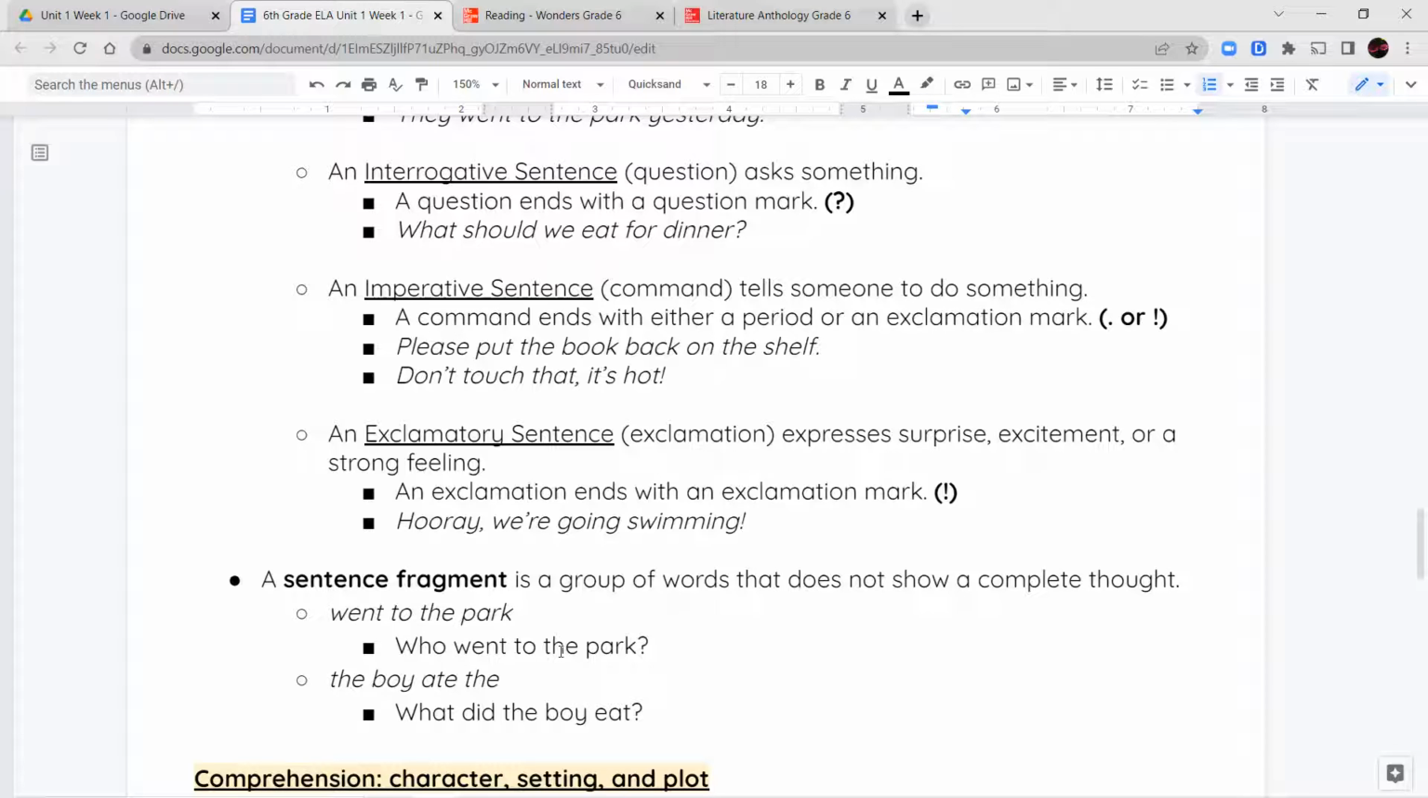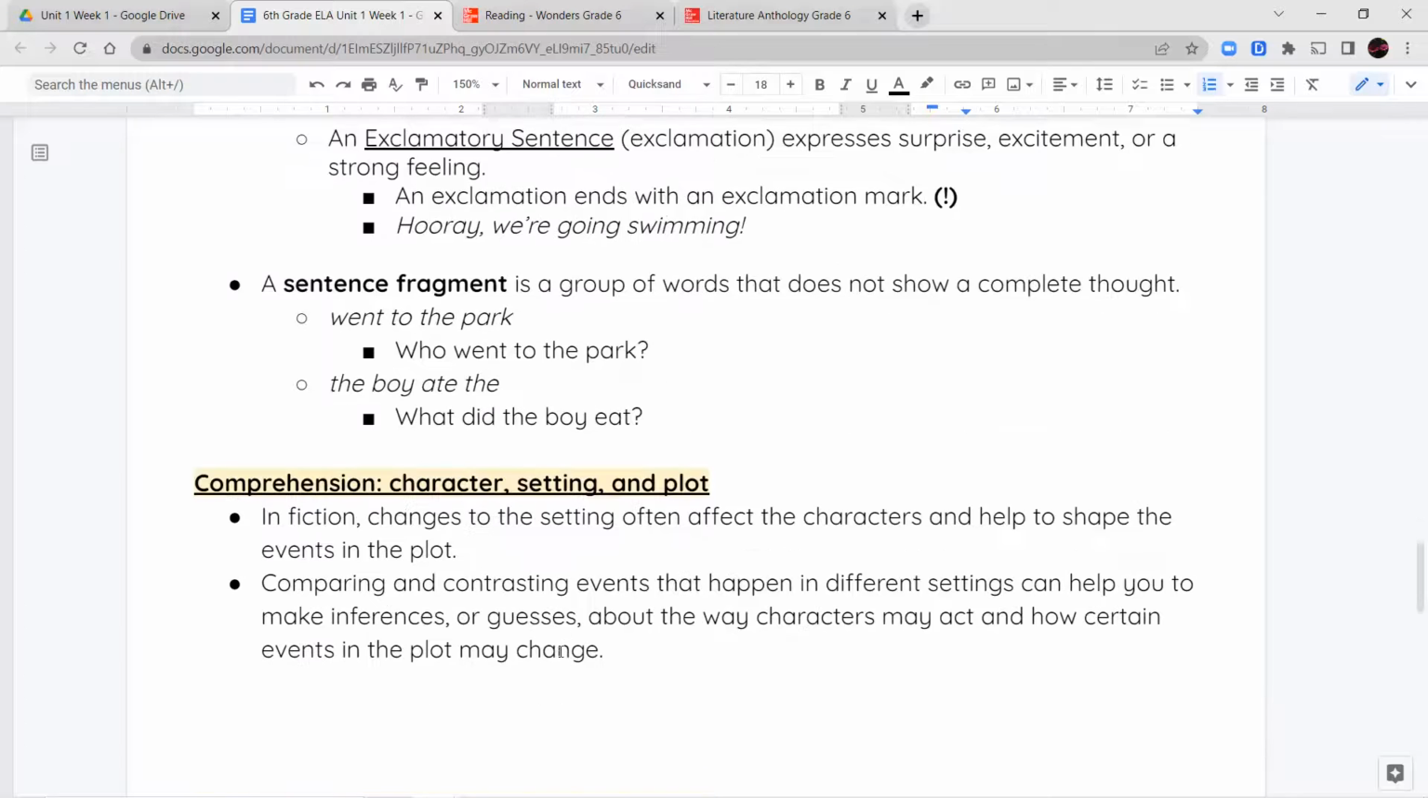Now we also have sentence fragments. So the word fragment means a piece of something. It's incomplete. So if I say went to the park, you're going to ask me, well, who went to the park? I haven't given you a complete thought. So it's not a complete sentence. Or if I say the boy ate the, you'll ask me, the boy ate the what? What did he eat? So that also is another example of a sentence fragment.